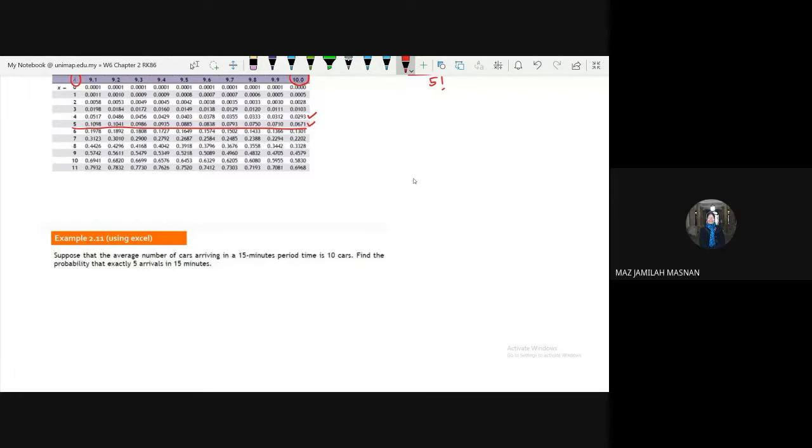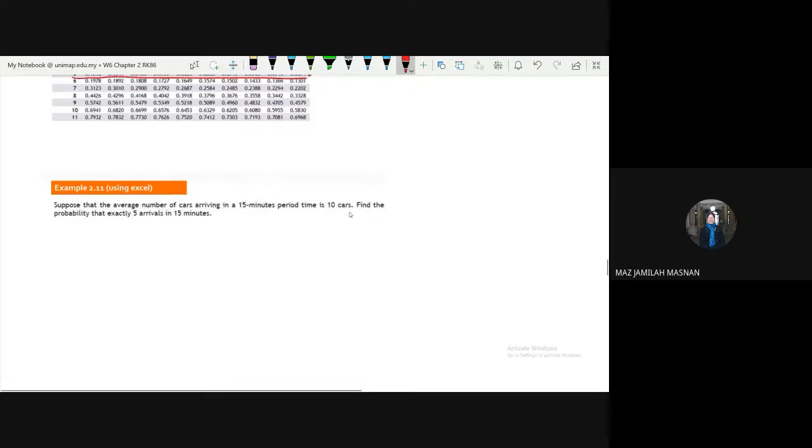Now, if you look at page 55, the last part is using Excel. From the same example, by using Excel output, calculate. Do you want to do the question on page 56? Never mind, because we have 5 minutes, so why don't we do exercise 2.4?